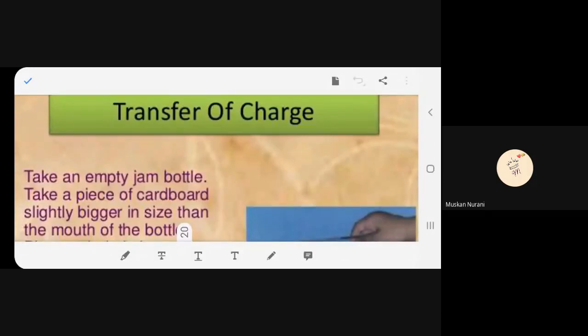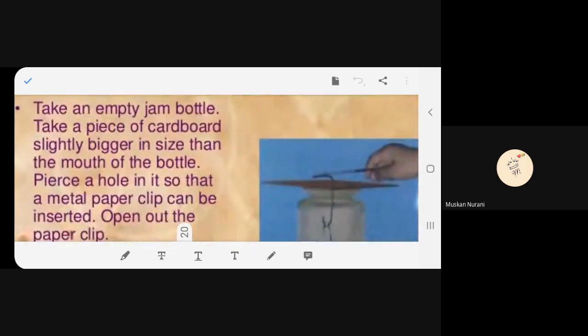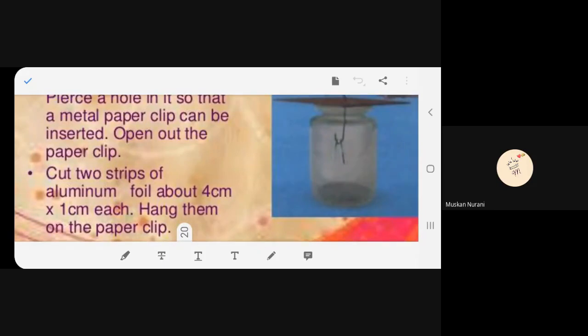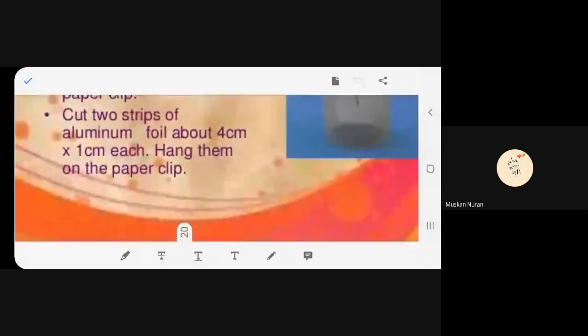Transfer of charge. Take an empty jam bottle. Take a piece of cardboard slightly bigger than the mouth of the bottle. Pierce a hole in it so that a metal paper clip can be inserted. Open out the paper clip. Cut two strips of aluminum foil about 4 centimeters by 1 centimeter each. Hang them on the paper clip.